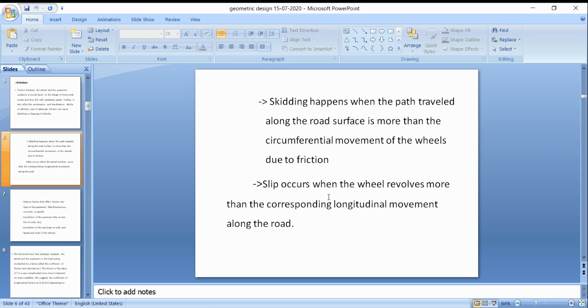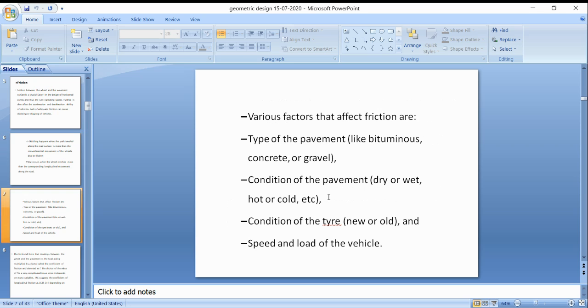Slip occurs when the wheel revolves more than the corresponding longitudinal movement. So slip occurs when you are getting more speed, and suddenly the wheel goes on revolving even after applying the brake, then there is a chance of slip of a vehicle. So these are the various factors that affect the friction.